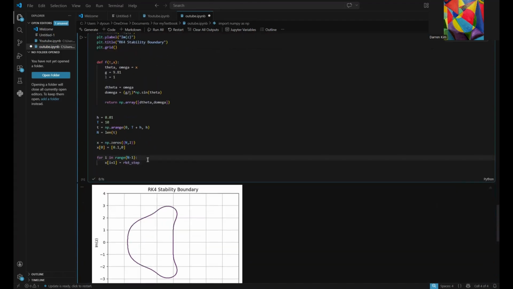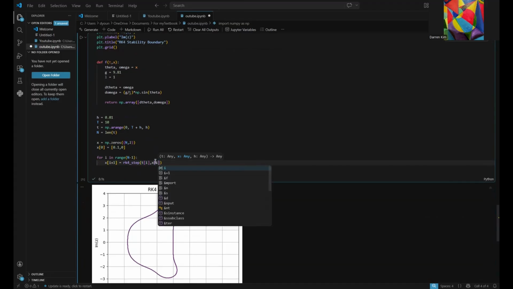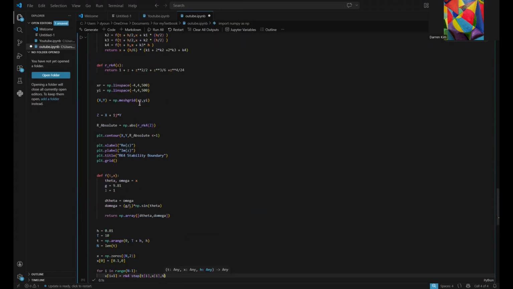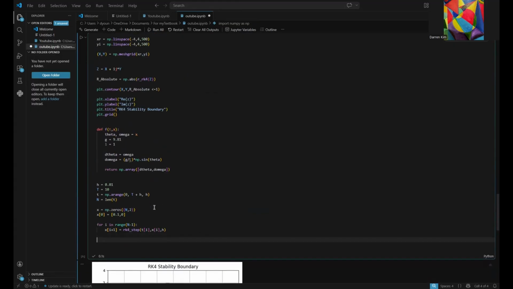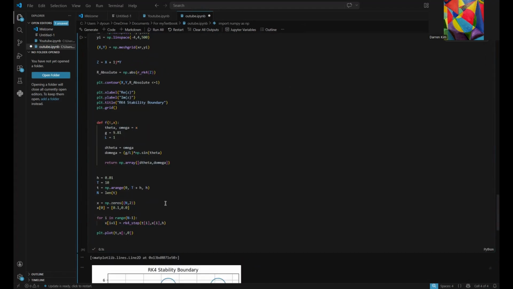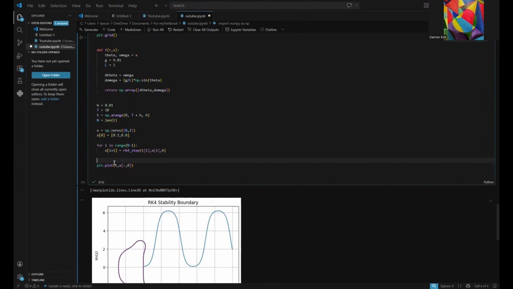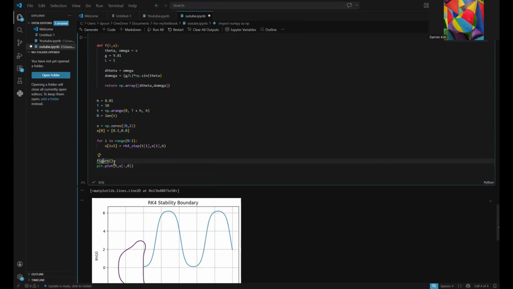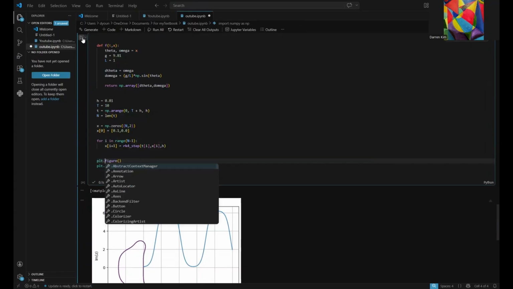Now, what do we put in this place? We put t bracket i, comma x, I think that's right, and then comma h, and we already have h, so we're good. Then we just do plt.plot of t comma x bracket comma 0, and it should theoretically be right, but I probably made a mistake somewhere. There we go. Here we just do plt.figure, and there we go.